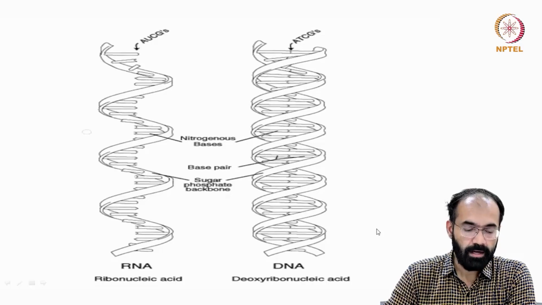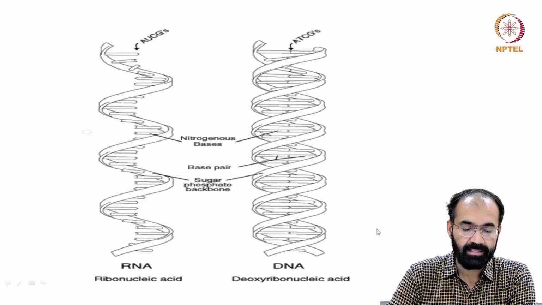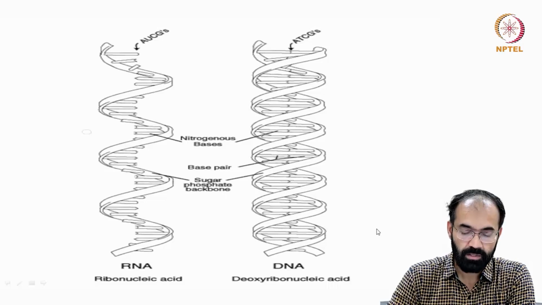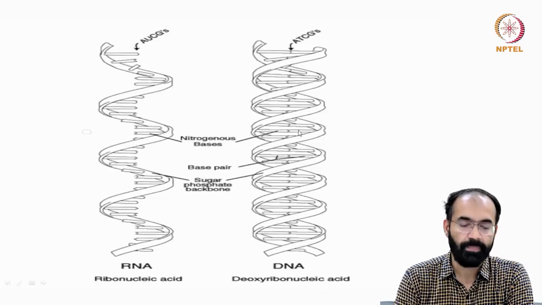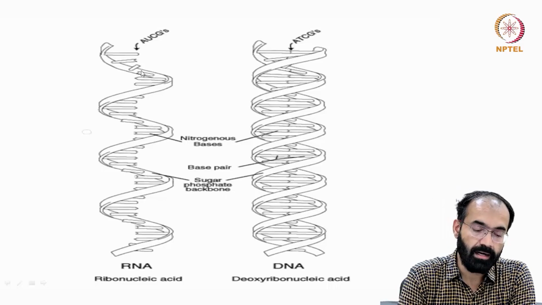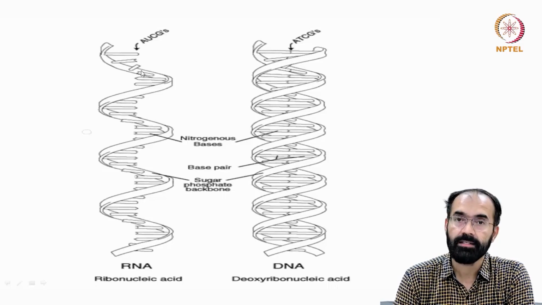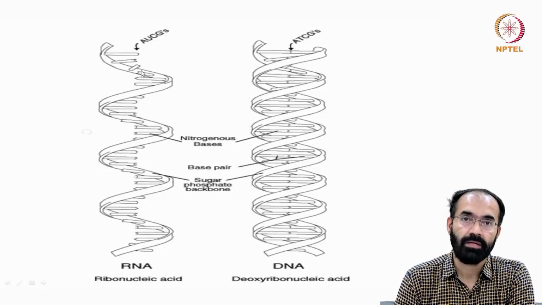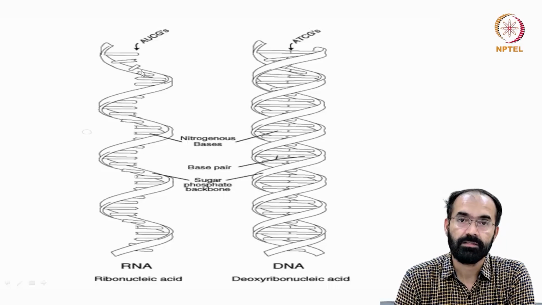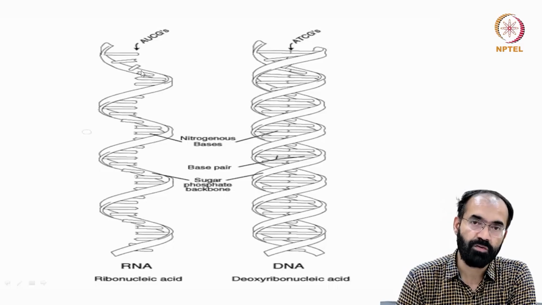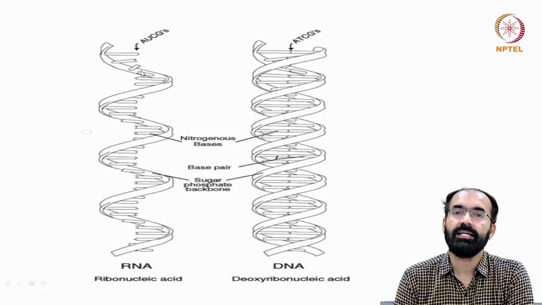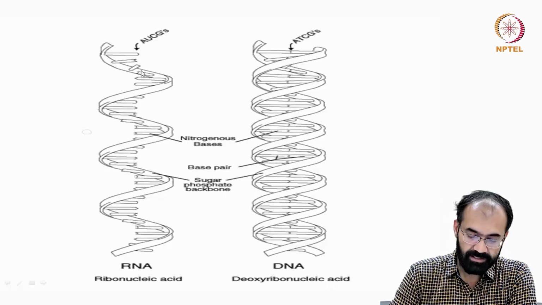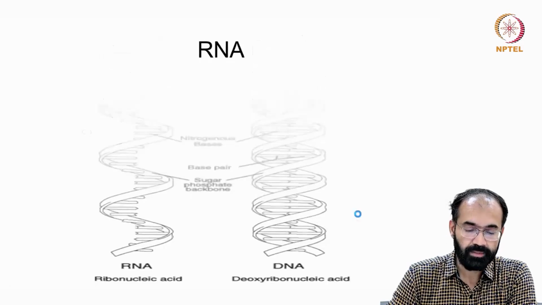This is a cartoon of RNA and DNA. On the left-hand side you have the RNA molecule, and on the right-hand side you have the DNA molecule. They look more or less the same except for the variation of thymine versus uracil, and the ribose sugar being deoxyribose in DNA and ribose in RNA. Other than that, they look more or less the same, and DNA has two strands, which also adds to the stability of the DNA molecule.